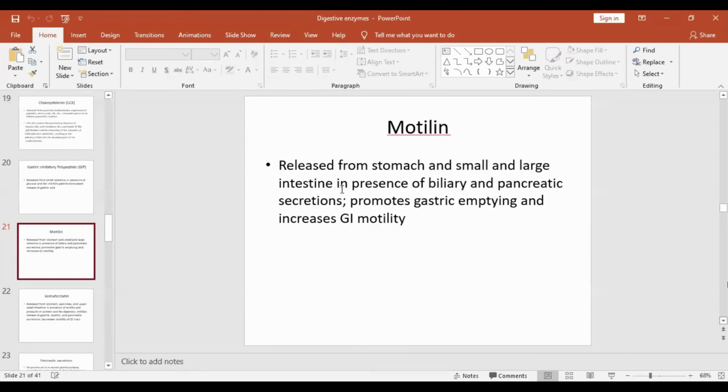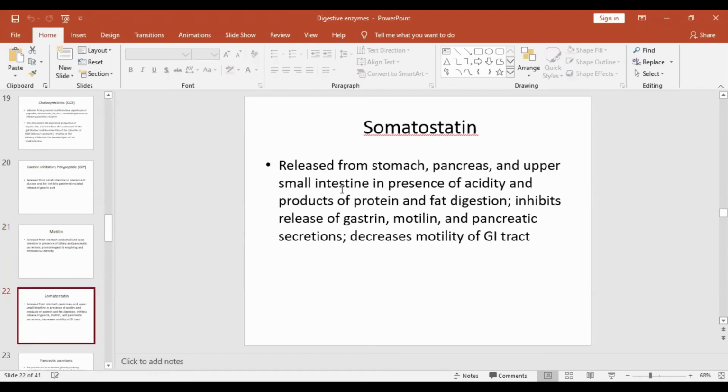Motilin is another important hormone. It is released from the stomach and the small and large intestine in the presence of biliary and pancreatic secretions. It promotes gastric emptying and increases GI motility. Another hormone is somatostatin, released from the stomach, pancreas, and upper intestine.